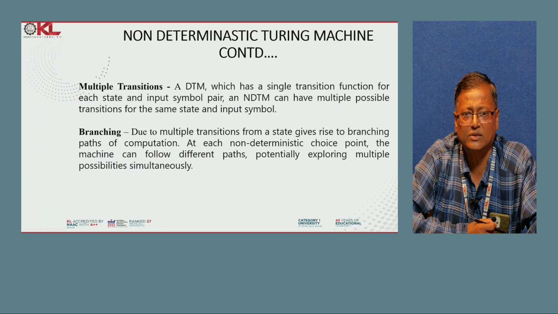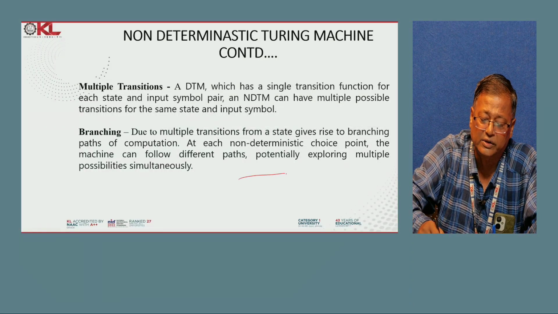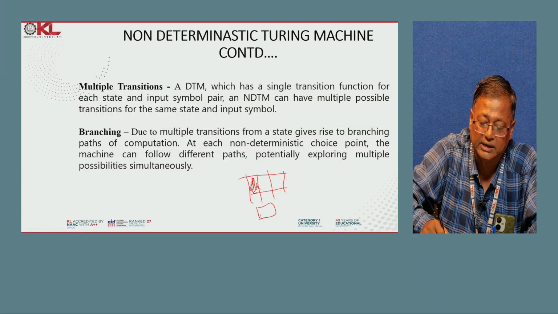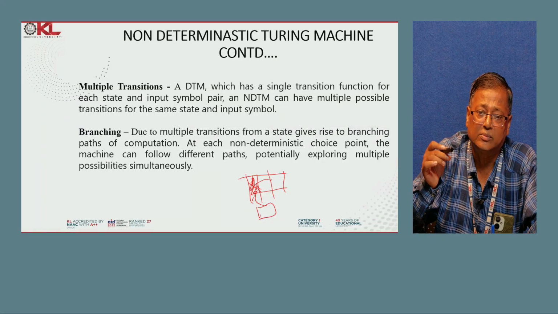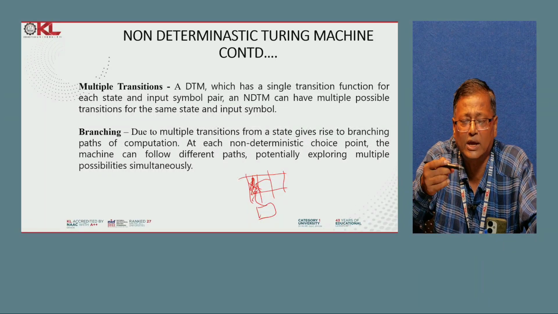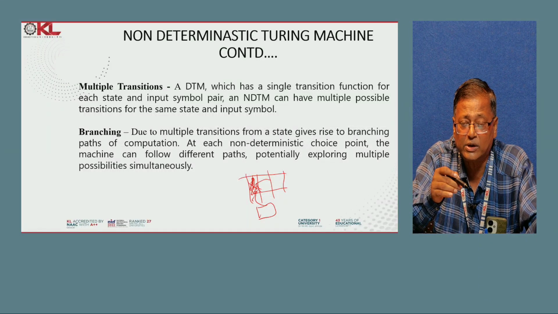Here there are multiple transitions, whereas a DTM has a single transition. In a DTM we read a symbol, suppose the symbol is 1 or A, with the read-write head, and either make it X and go left, or go right. But in the NDTM, the non-deterministic Turing machine, you can have multiple transitions from a state.